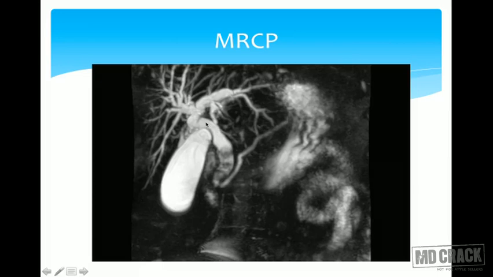Now in this picture, what we are seeing is a dilated CBD over here. The pancreatic duct is normal, and there is dilatation of the intrahepatic biliary radicals. Now there are these filling defects over here. These are the dark defects. These are basically calculi within the CBD. So this has resulted in obstruction of the bile ducts with back pressure changes.